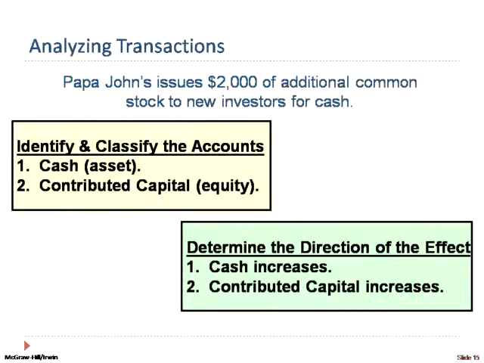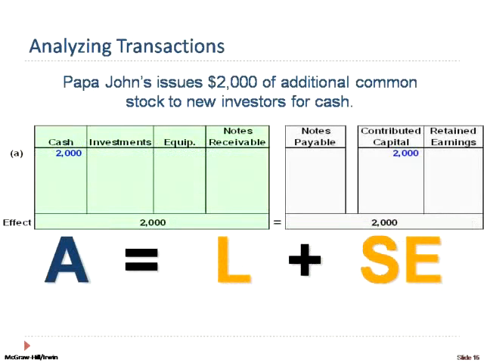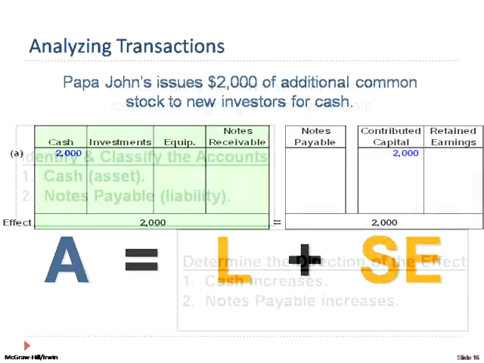Papa John's first transaction is to issue $2,000 of additional common stock to new investors for cash. The two accounts affected were the cash account, an asset, and contributed capital, an equity account. The cash account was increased, as was the contributed capital account. Notice the total assets of $2,000 is equal to total liabilities plus stockholders' equity of $2,000.